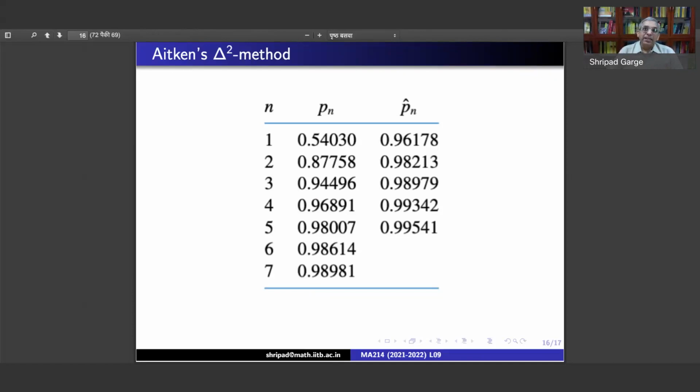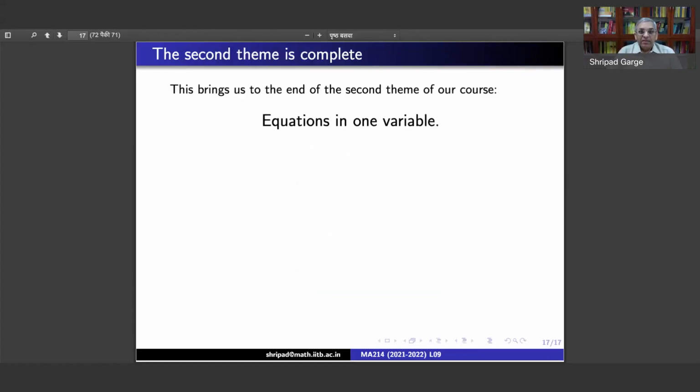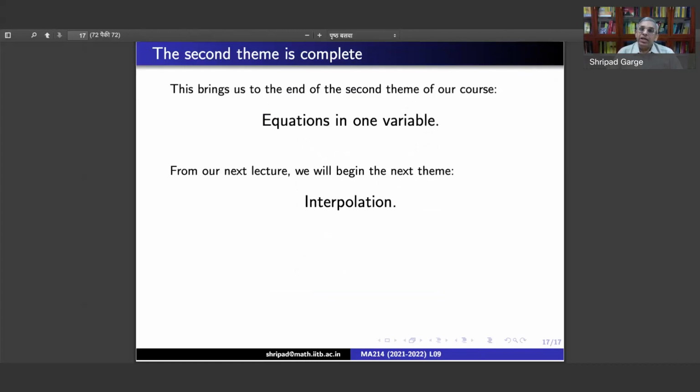We have completed the second theme of our course, which is equations in one variable, and we will now start looking at the third theme, which is interpolation. That is also a very important theme, and we will have a few more lectures on this. After that, we will go into some real numerical analysis. So hang on with this course.